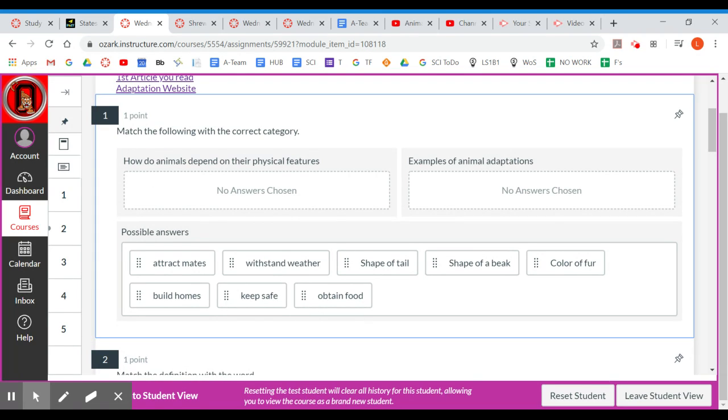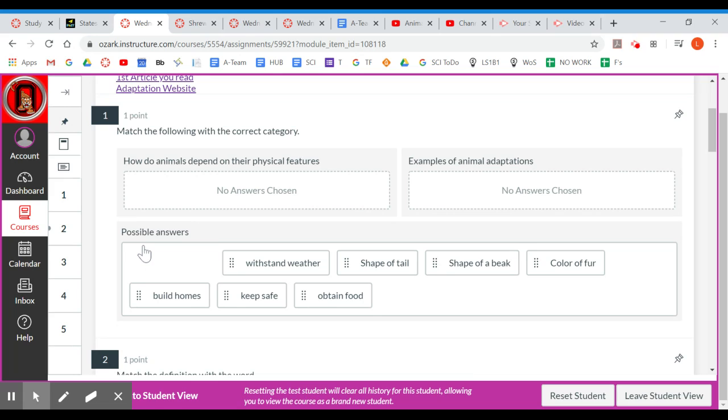So number 1, match the following with the correct category. You have a category here, you have a category over here. For this category, you need to drag and drop what you think answers how animals depend on their physical features. What do those physical features do for those animals? You would drag and drop in whichever one you thought it was.